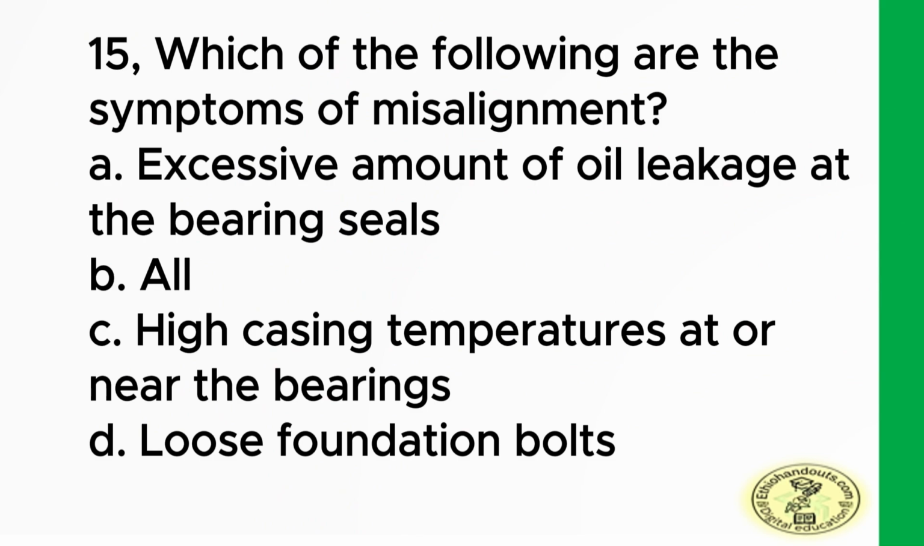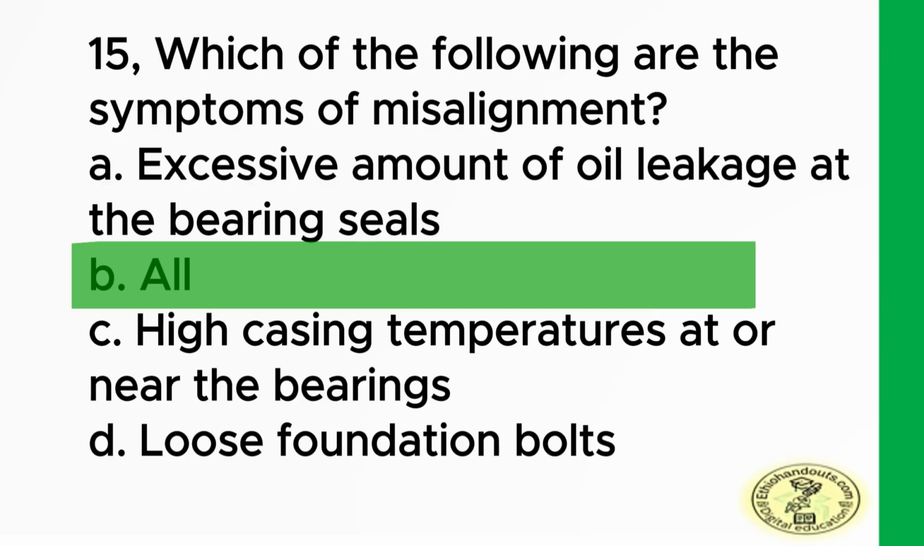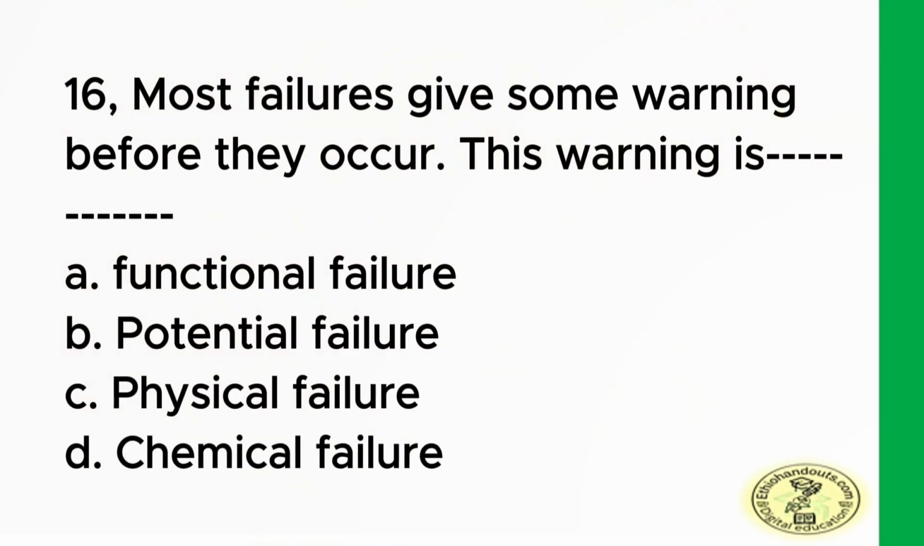A. Excessive amount of oil leakage at the bearing seals. B. All. C. High casing temperatures at or near the bearings. D. Loose foundation bolts. The correct answer is B. All. 16. Most failures give some warning before they occur.